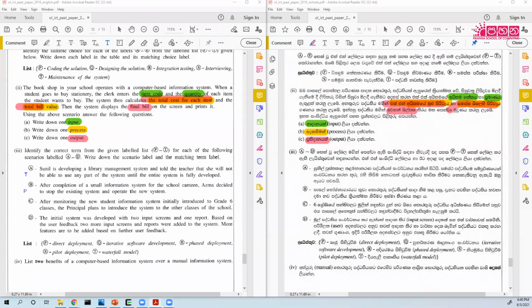For this one we will say, right, pilot deployment. So this should be S.